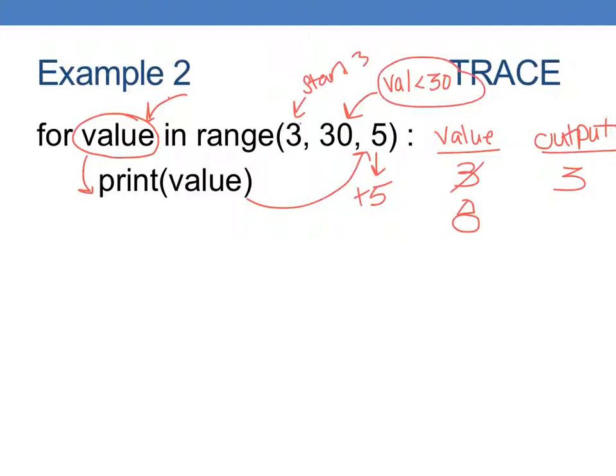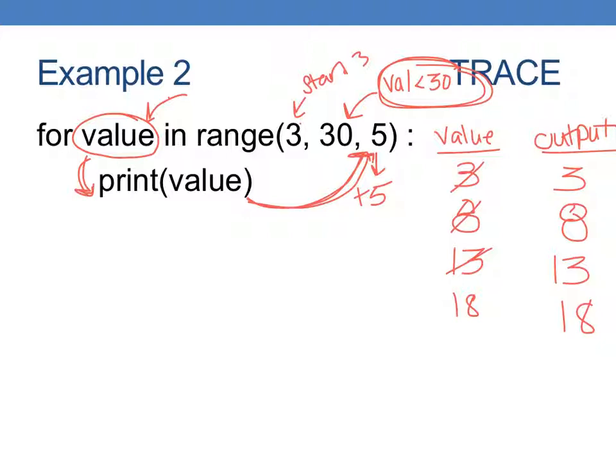8 is still less than 30, so we print 8 to the screen. We then loop back around, we add 5, so we get to 13. 13, still less than 30, so we print it to the screen. Loop back up, it changes to 18. It's going to run that time. Loop back up, this changes to 23, still less than 30. So we keep going. Loop back up, changes to 28, print 28 to the screen.